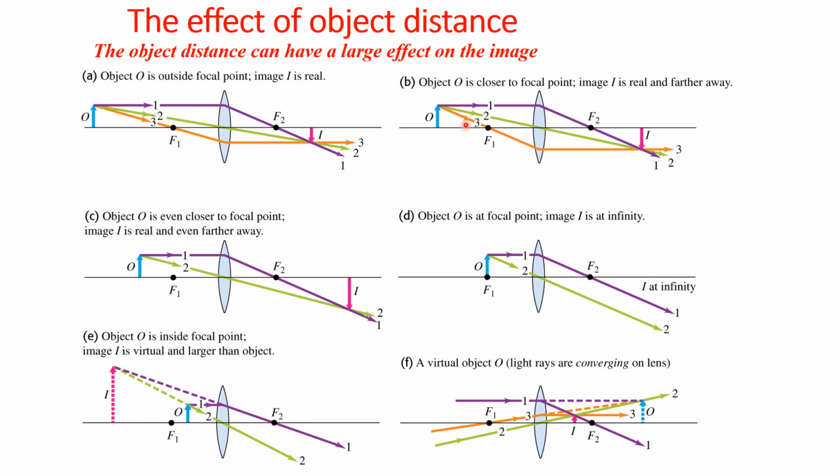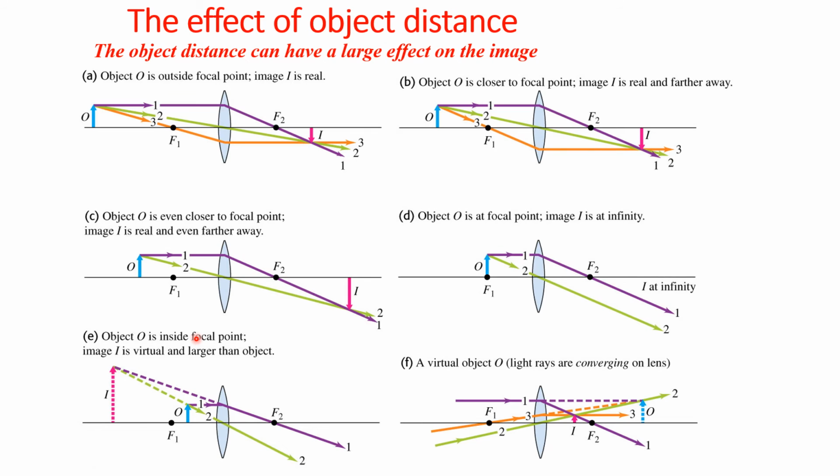Case B, the object is near the focal point 1. Here the first ray is incident parallel to the principal axis, refracted by passing through focal point 2. Ray number 2 is incident by passing through the center of the lens, and it doesn't change direction after refraction. Ray number 3 is incident by passing through focal point 1 and refracted in a line parallel to the principal axis. Here the image is real, and it is far away from the lens.